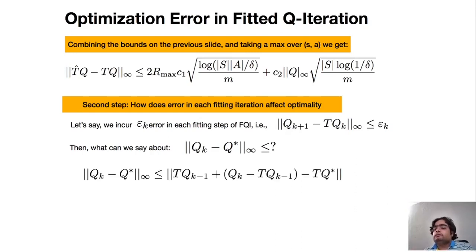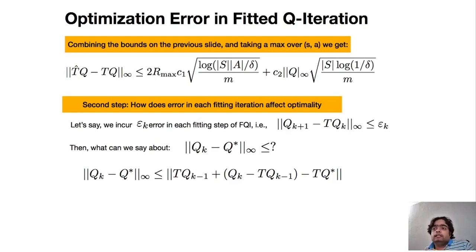So for the infinity norm of Q_k minus Q star, we know that Q_k is basically obtained from TQ_{k-1}, because we are minimizing Bellman error against T times Q_{k-1}, which is the Bellman targets from the past iterate. We also know the fact that Q star is the optimal Q function, and it's the fixed point of the Bellman operator. So Q star is equal to T applied to Q star. So Q star is TQ star.